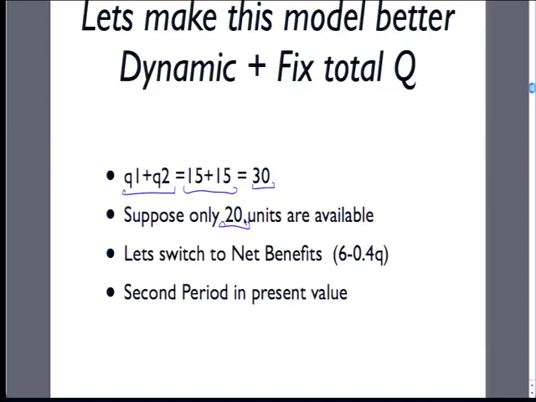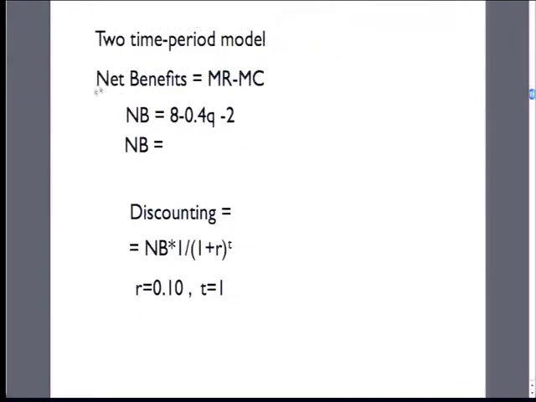And let's switch to net benefits. So this would be marginal benefit minus marginal cost. Let's switch that out. I can do the math for that. And then the important part, the second period, we want to put that in present value terms, like we did in the last 2 lectures, by discounting it into first period, so that we're making all of our decisions in first period dollars, first period money.